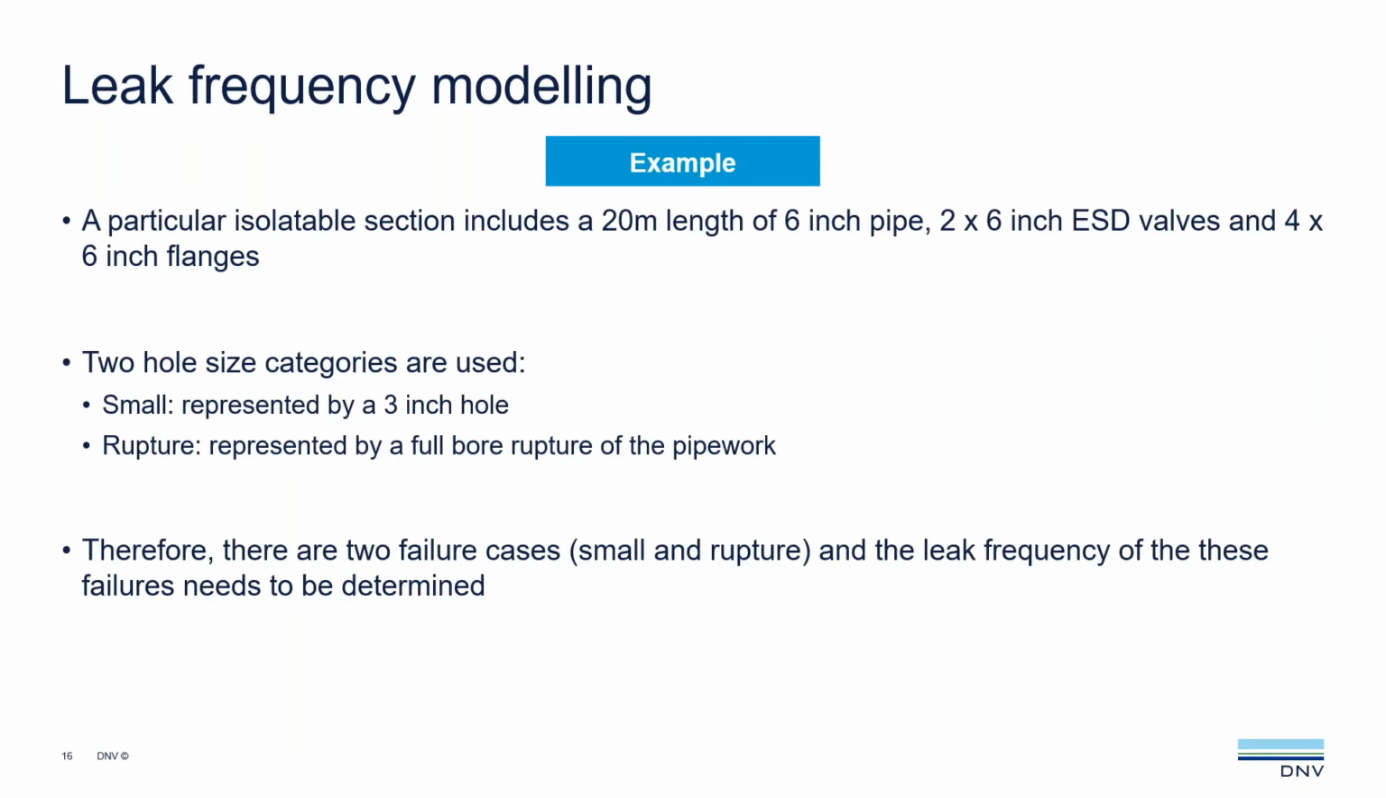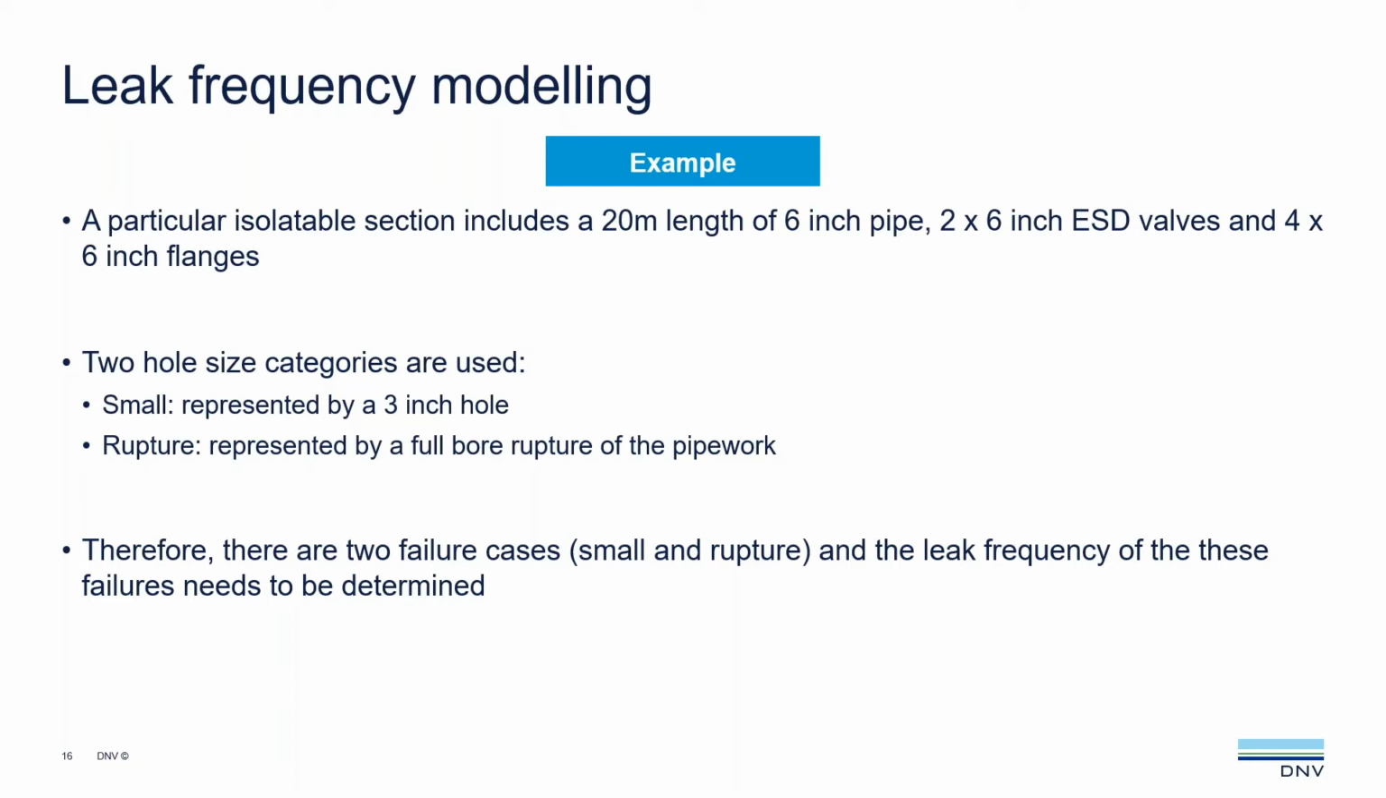Moving on to an example of how to perform a parts count and how to combine that parts count with historical leak frequency data to give a prediction of leak frequencies. In this example, we have an isolatable section that has 20 meters worth of 6-inch pipe. It has 2 6-inch valves and it has 4 6-inch flanges. So a relatively simple isolatable section.